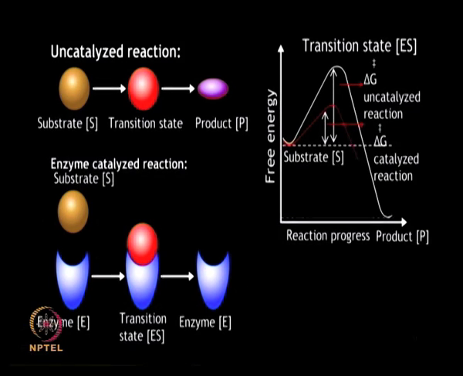For a reaction to be spontaneous, the delta G must be negative. It must be emphasized that enzymes do not alter the equilibrium of a reaction.